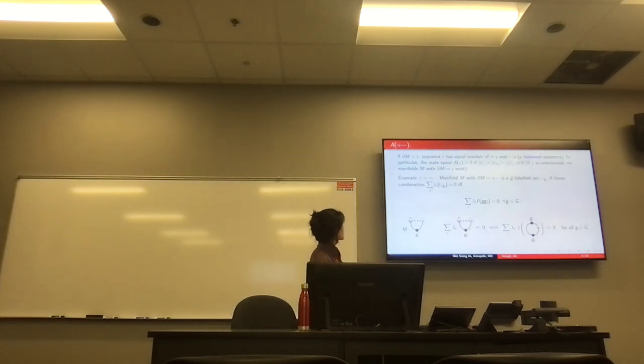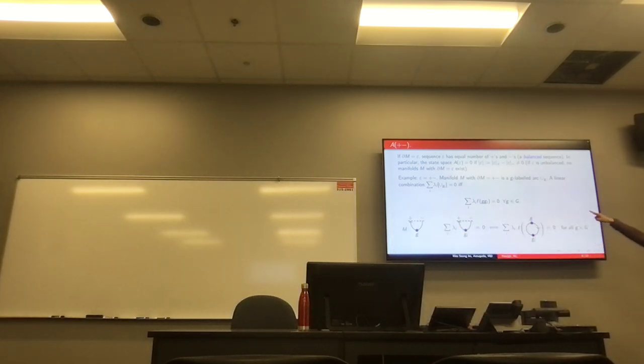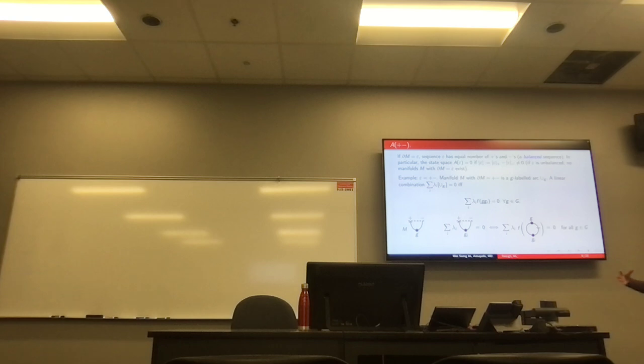So now, if the boundary of M is equal to epsilon, the sequence epsilon has an equal number of pluses and minuses, and that's called a balanced sequence. In particular, a state space is equal to 0 if and only if the number of pluses does not equal the number of minuses. In that case, that's called unbalanced.